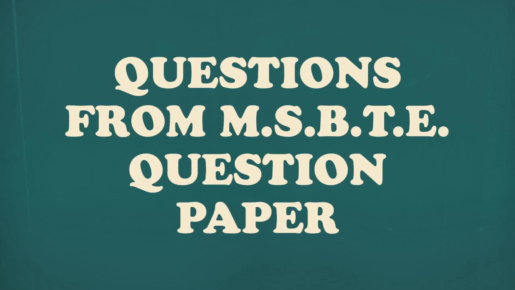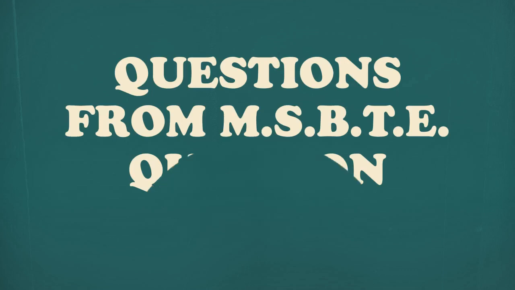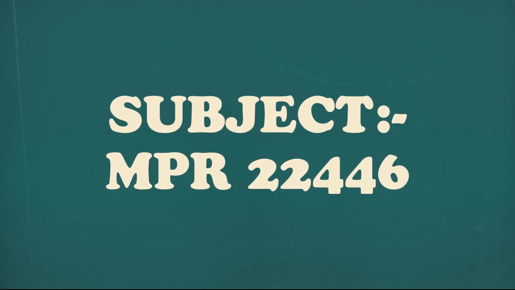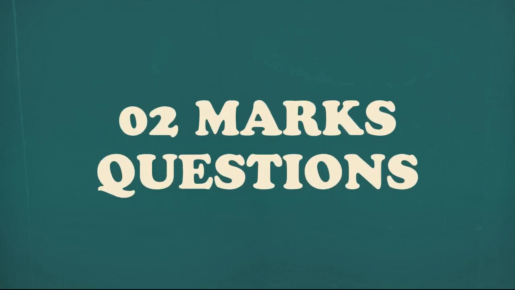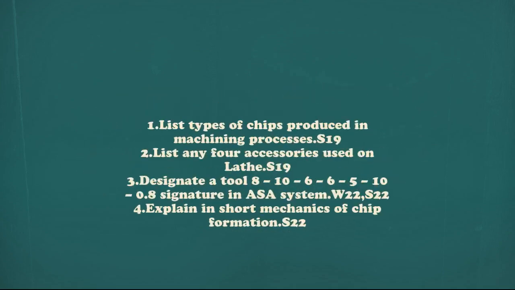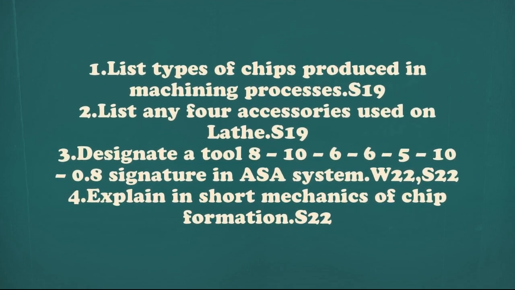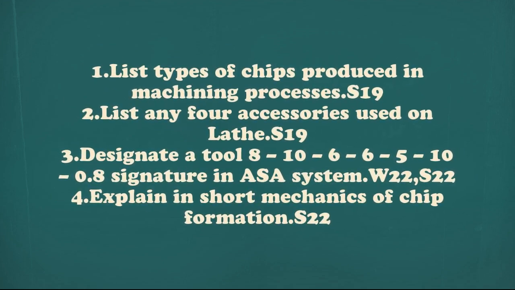Questions from MSBTE question paper. Subject MPR, 22446. 2 marks questions. 1. List types of chips produced in machining processes.